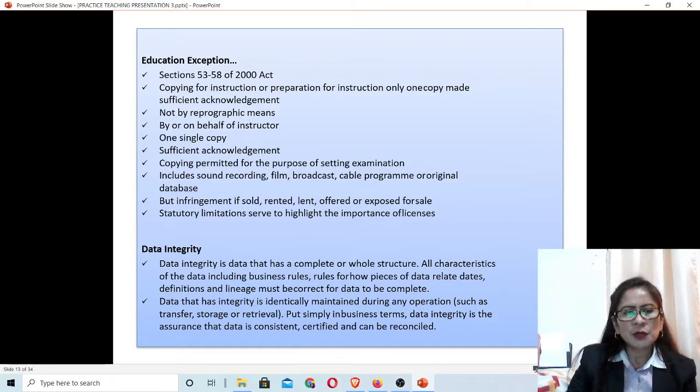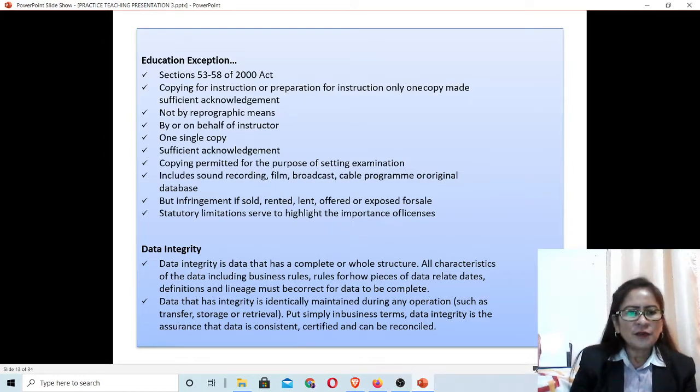Education exceptions are in sections 53 to 58 of the 2000 Act. Copying for instruction or preparation for instruction: only one copy made, with sufficient acknowledgement, not by reprographic means, by or on behalf of the instructor. Copying is permitted for the purpose of sitting an examination, and includes sound recordings, films, broadcasts, cable programs, and original databases.